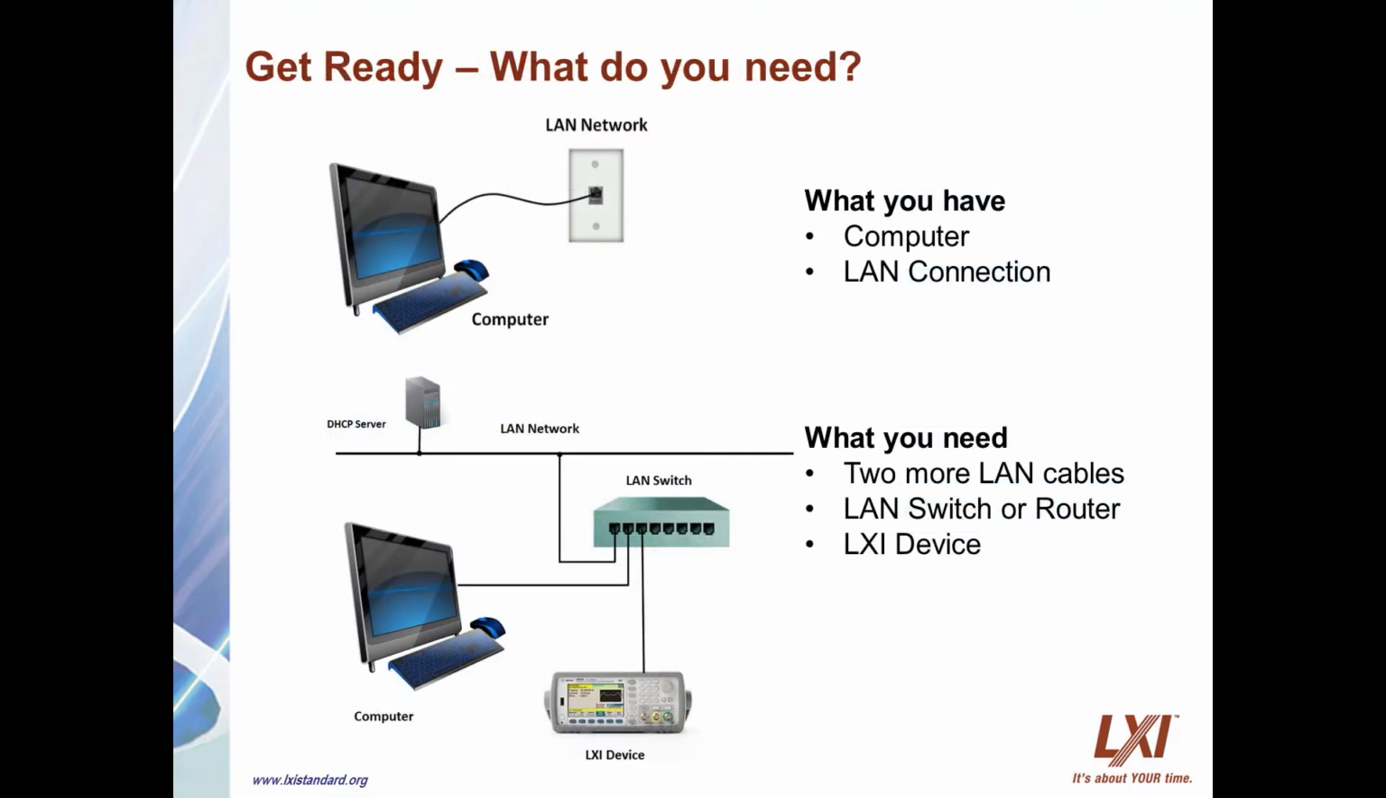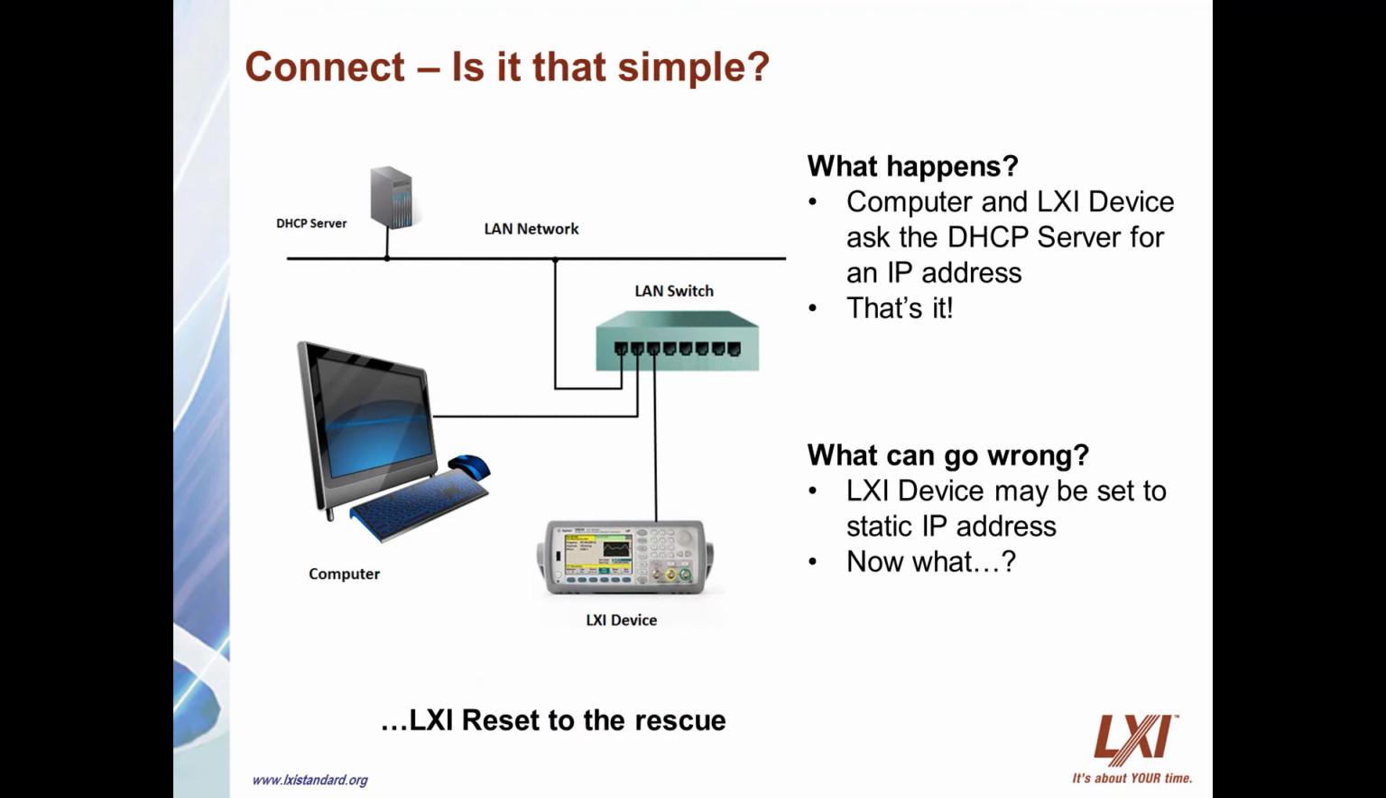So you've got your office computer and it's connected to the company LAN. What you need is a couple of more LAN cables, a LAN switch or a router, and the LXI device. So what happens when you connect to that company LAN? Well, the computer and the LXI device both ask the DHCP server for an IP address.